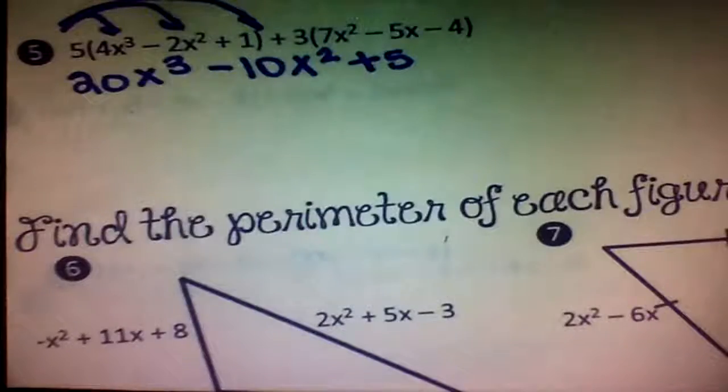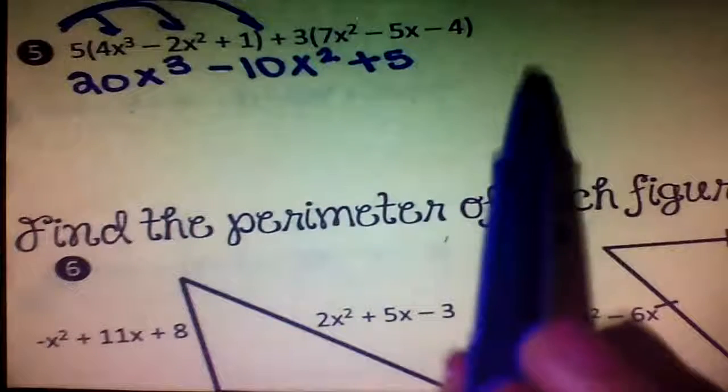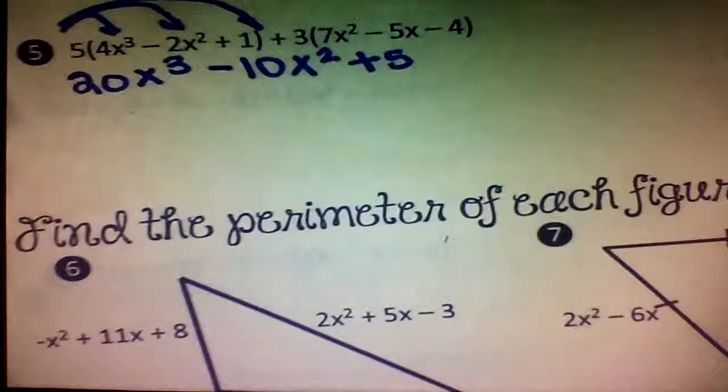Need to distribute that 3 through. 3 times 7 is 21. Why did you get a negative though? Careful, because that's a positive 3 and a positive 7. So that's 21. I would put it underneath the x squared. It should be 21x squared. Don't put it there, that's a square, not a cube.